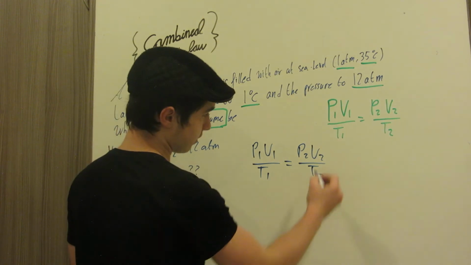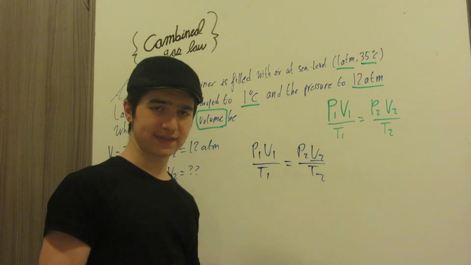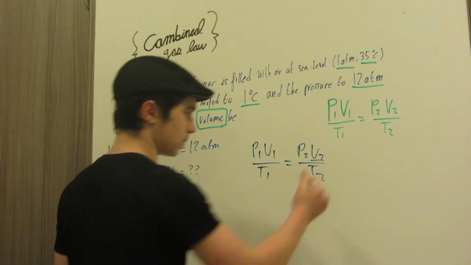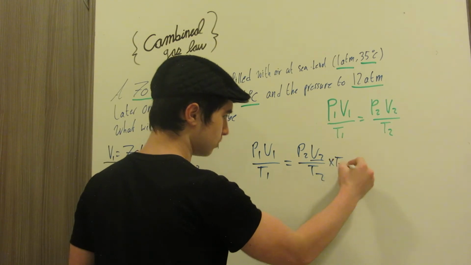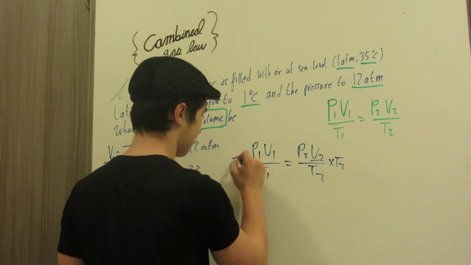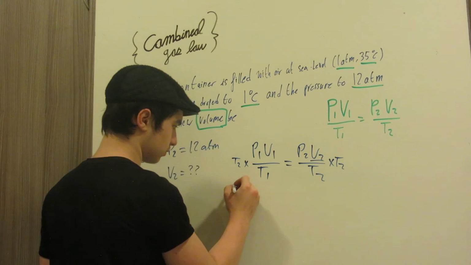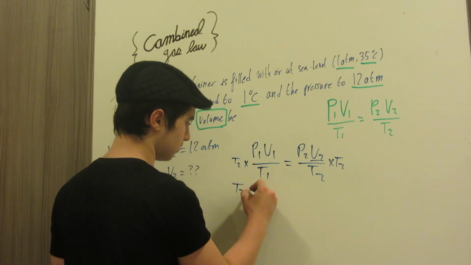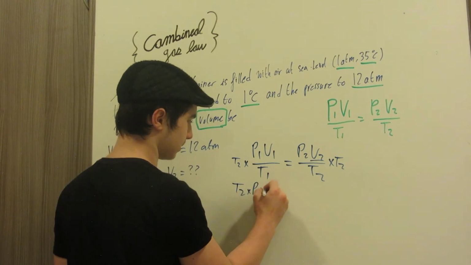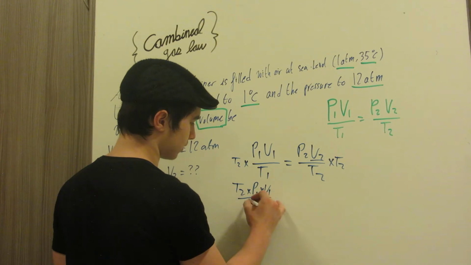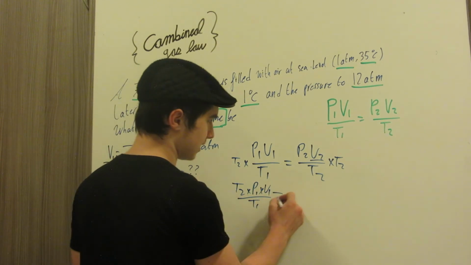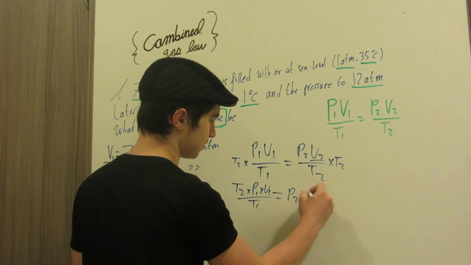What is the unknown? V2. How can we leave it in one side of the equation? So, in order to do that, we multiply T2 on both sides. So when we do that, we're going to end up with T2 multiplied by P1 multiplied by V1 over T1. Great. That equals P2 times V2.